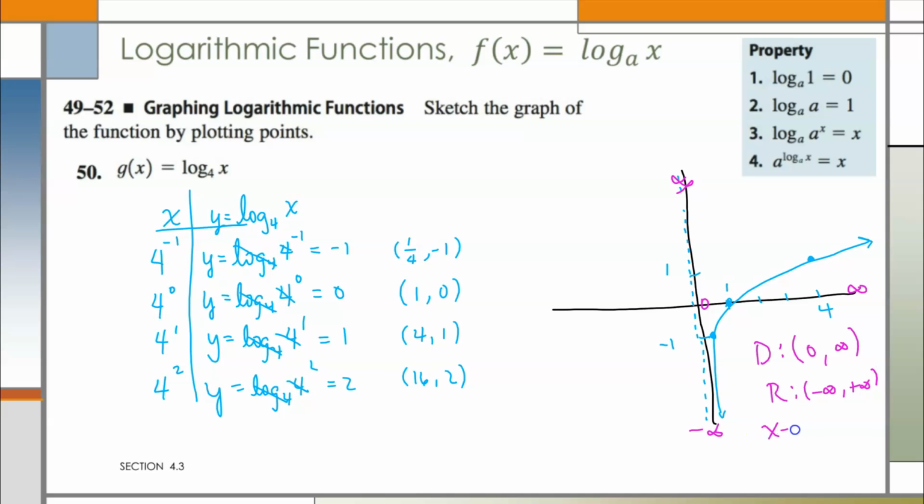I want an x-intercept. That would be (1, 0). And then our asymptote would be the y-axis, which is x equals 0. And there's the end of section 4.3.